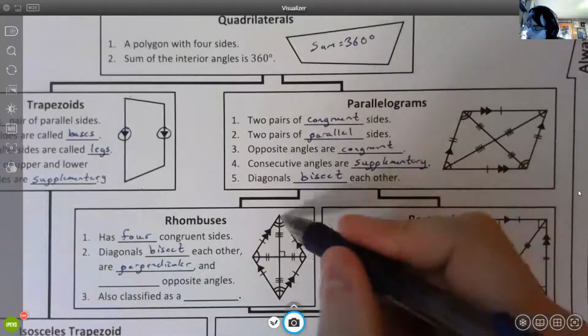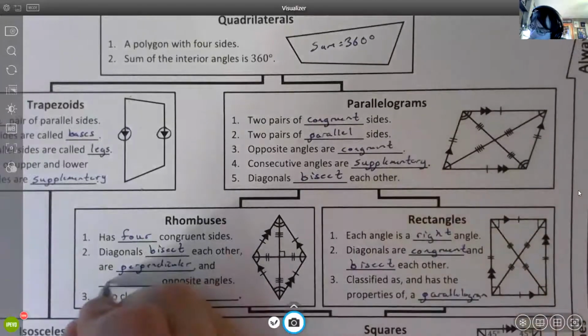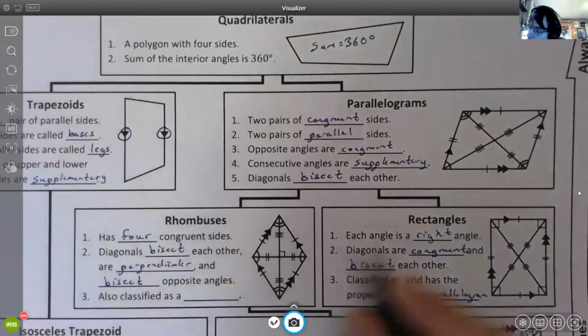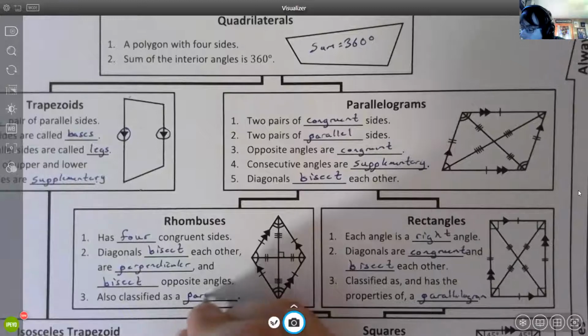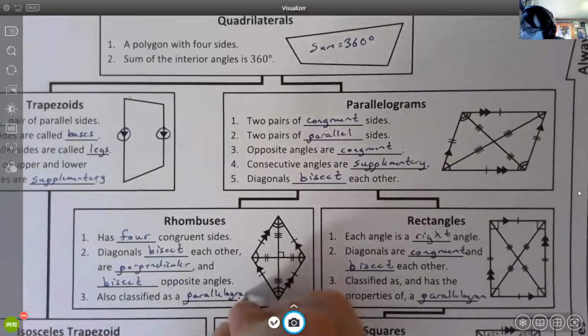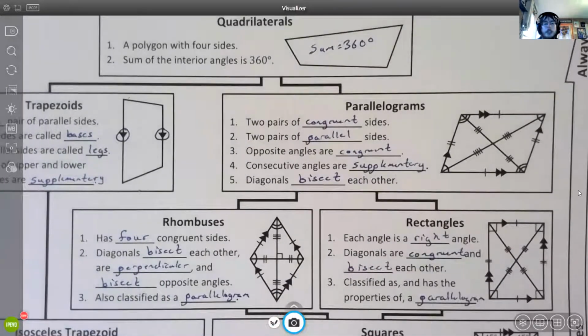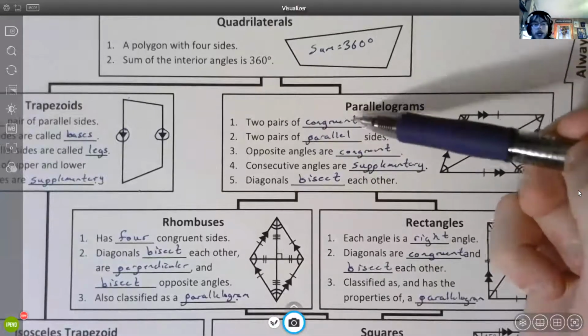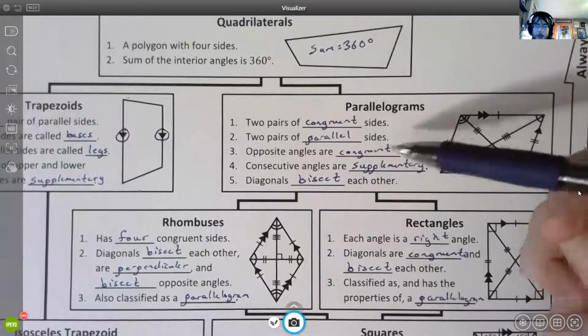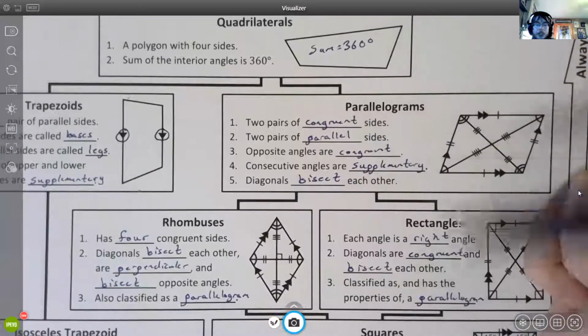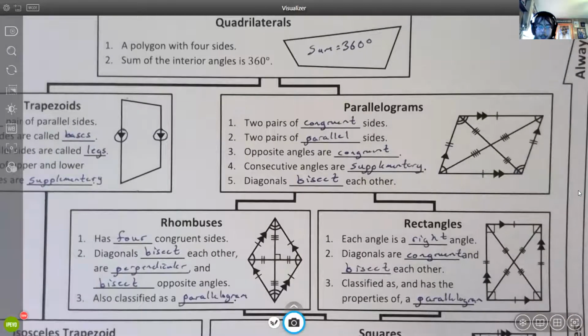And they also bisect the opposite angles. So they split the angles opposite from one another into 2 congruent parts. And just like a rectangle, a rhombus can always be classified as a parallelogram. So it has all of these properties as well. It has 2 pairs of congruent sides and parallel sides. The opposite angles are congruent, the consecutive angles are supplementary, and the diagonals bisect each other.